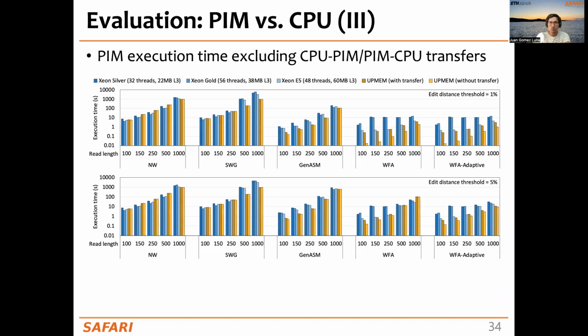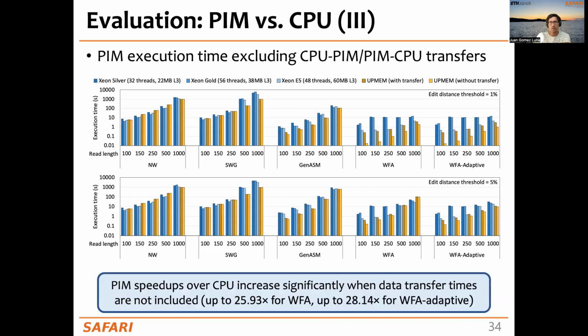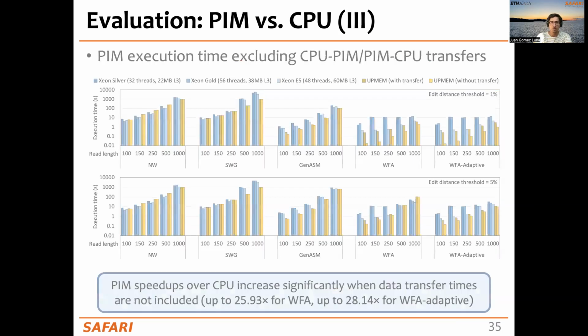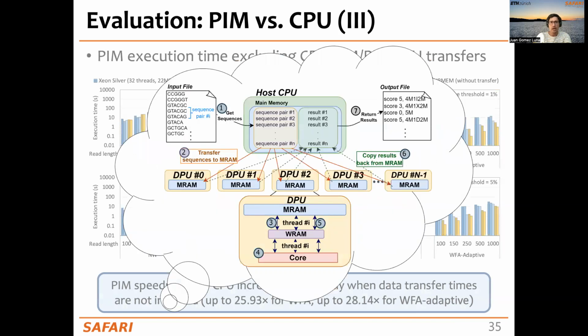We also show results for PIM execution time excluding CPU-PIM and PIM-CPU transfers, and here we see even larger speedups, up to 28.14 times for the WFA-Adaptive algorithm. And this shows even more promise for the PIM systems. The problem is that in the current UPMEM PIM system, we really have to move the data from the main memory to the PIM-enabled memory. And that's because PIM-enabled memory is not working as a main memory.